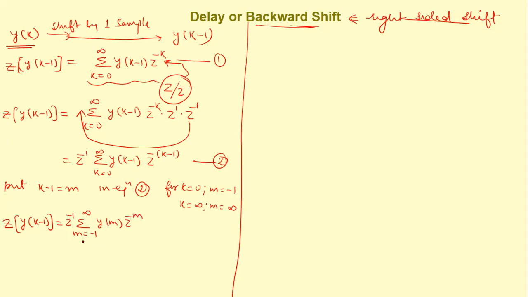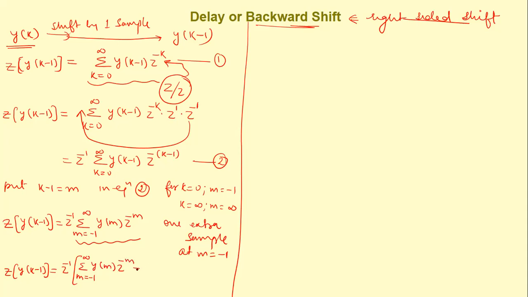Now if you see here, we have this summation starting from m is equal to minus 1, right? So that means we have one extra sample with us at m is equal to minus 1, right? So we'll subtract this one. How? We have y(k minus 1) here, so we have z inverse summation. Now I will take a bracket here, m is equal to minus 1 to infinity y(m) z raised to the power minus m.